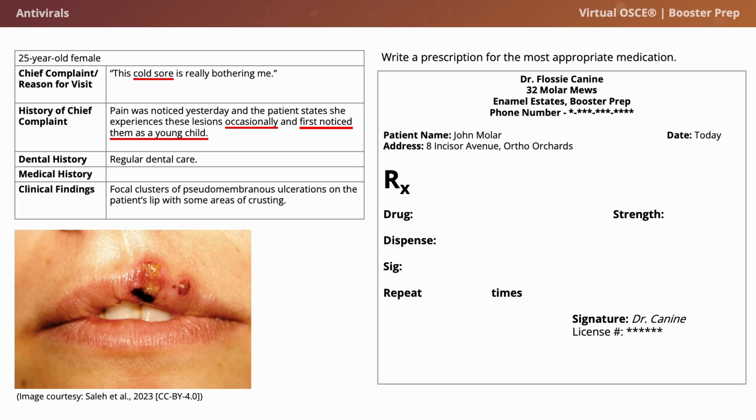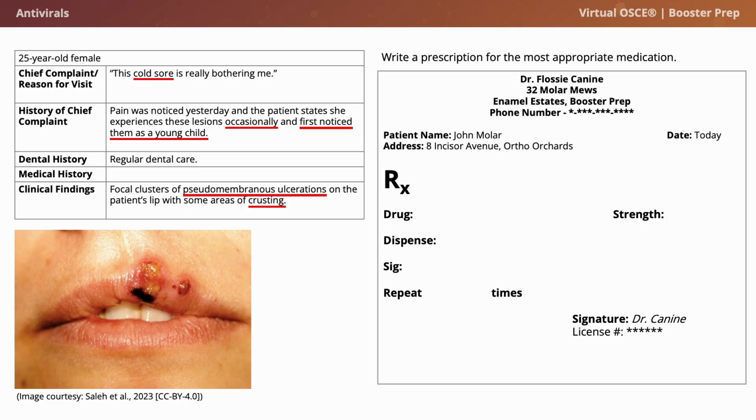She receives routine dental care, and clinically we see focal clusters of pseudomembranous ulcerations, and we also see crusting. Just to walk you through this, we know that this is a herpes simplex virus 1 cold sore because, first, it's described in the question, but also because of the clinical presentation. If they don't tell you explicitly that it's a cold sore, you can figure out that this is likely a cold sore based on the image and on how the history of the patient presents. The patient says she's experienced these lesions occasionally, so they reoccur. It's not the first time, and she first noticed them as a young child.